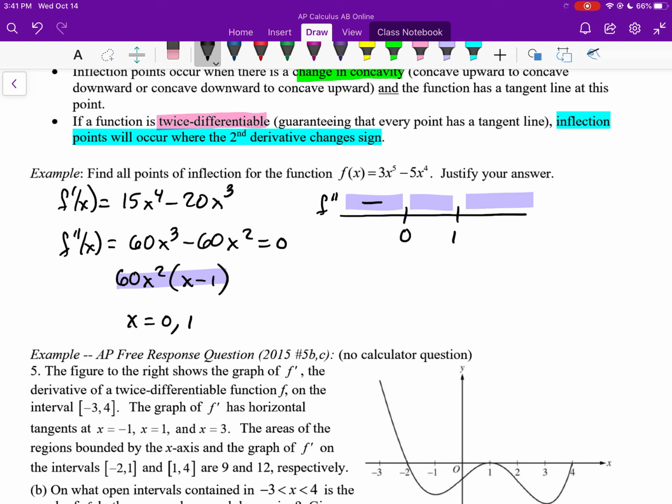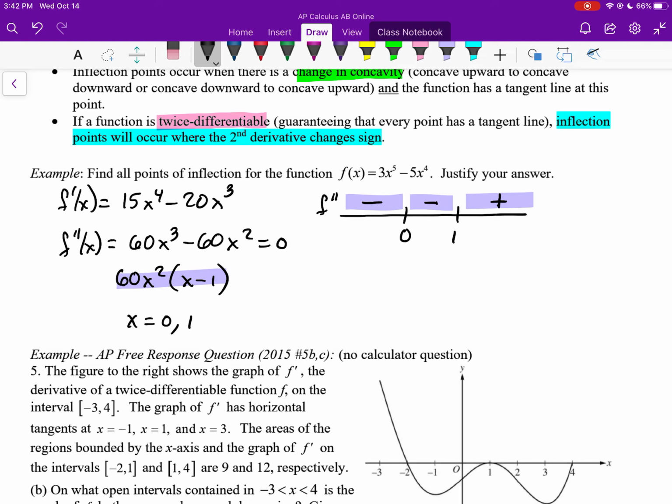The 60x squared will always be positive, and the x minus 1 is going to give us negative. If you plug in a number between 0 and 1, you're also going to get negative. And if you plug in a number bigger than 1, like 2, you're going to get a positive times a positive. It is going to be positive. Notice over here that 0 is not an inflection point because my second derivative did not change sign. I did not have a change in concavity.